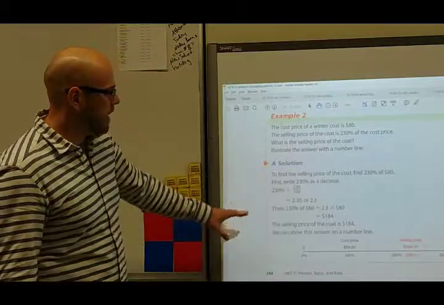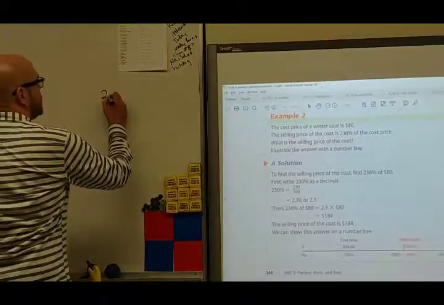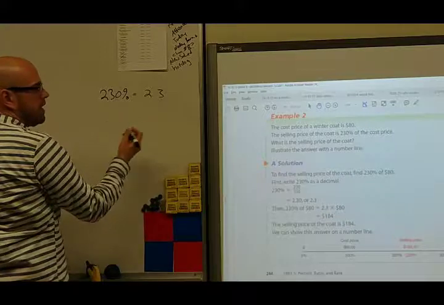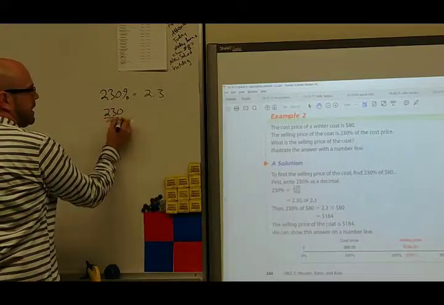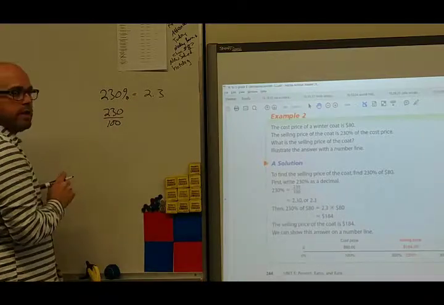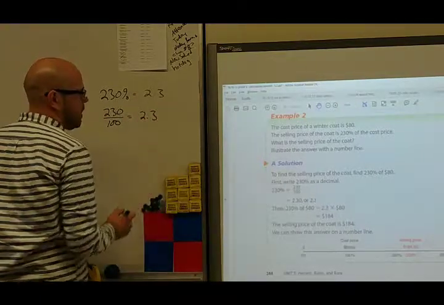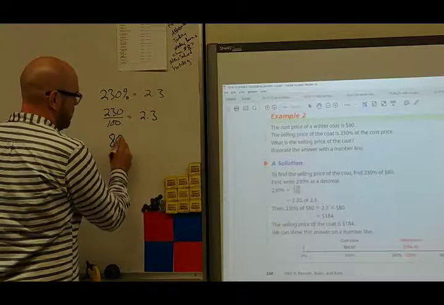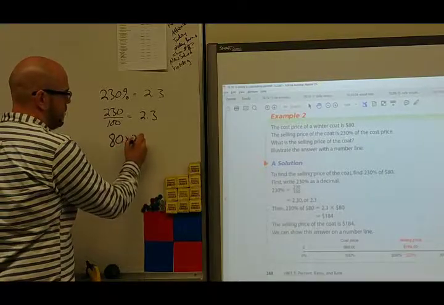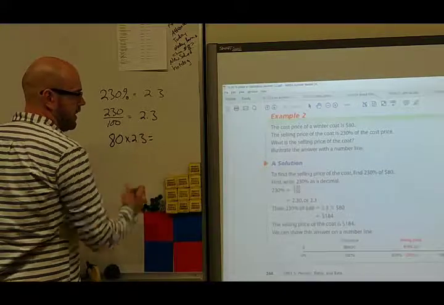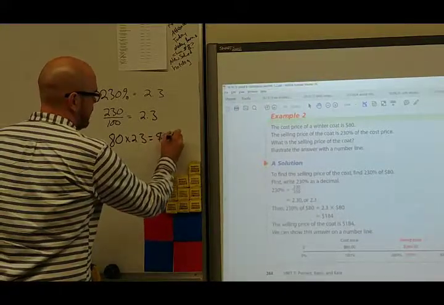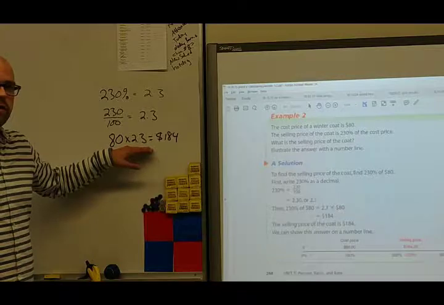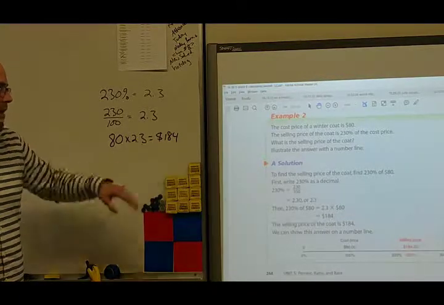Well, let's first look at 230% as a decimal. I can knock that decimal back a couple, and I'll get this. Another way to look at it is 230%, well, percent is out of 100. 230 hundredths equals 2.3. Well, if it costs me $80 to make a coat, that's $80 times 230%. Now I can get my answer. It's $184. Because I took the price of making the coat, I know it's a 230% markup. That's what I'm selling the coat for.